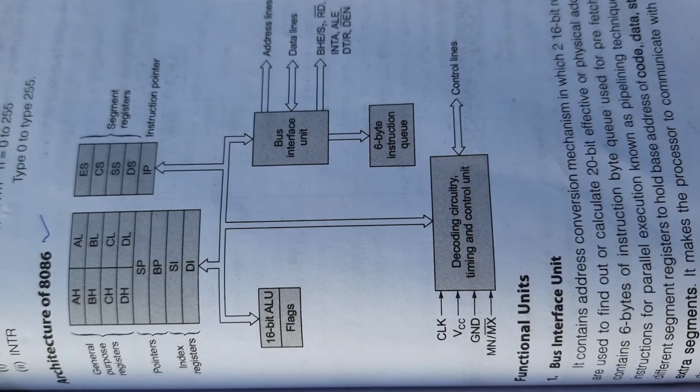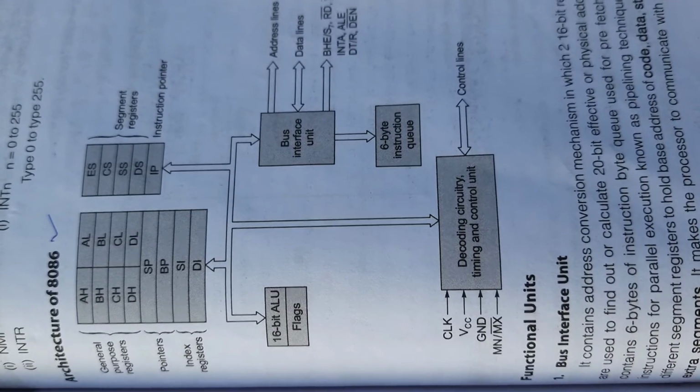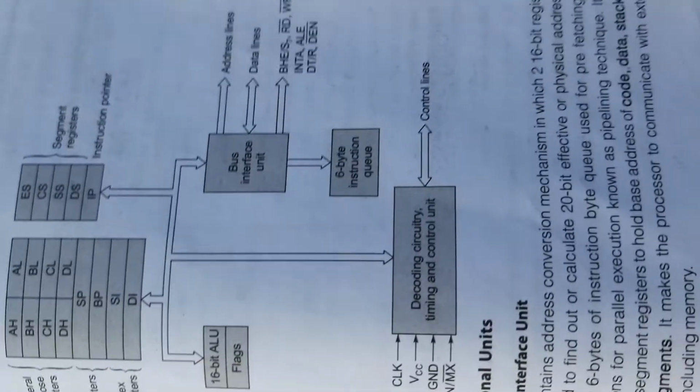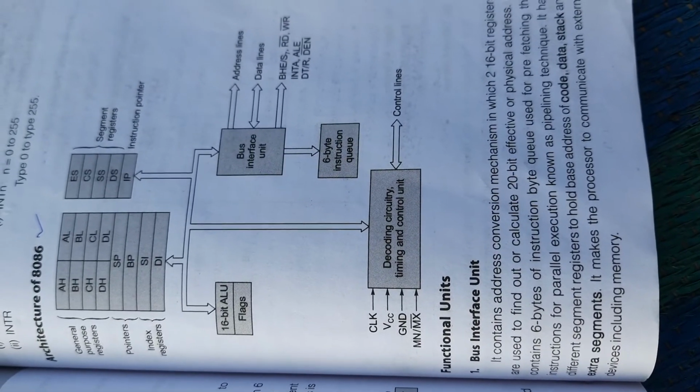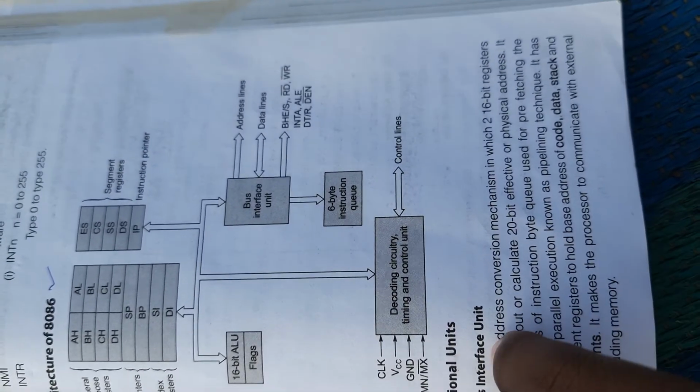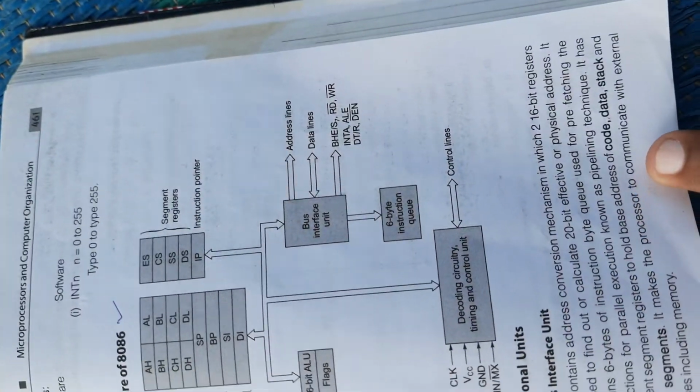There are two operating control signal modes, MN/MX bar. There are two functional units: BIU, which means bus interface unit, and the second one is the execution unit. So EU and BIU, there are two different units.